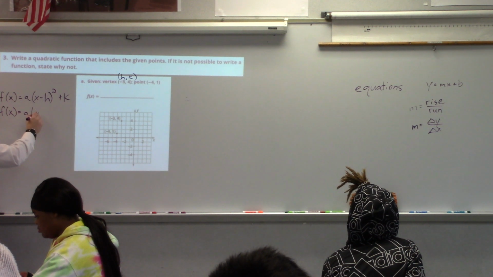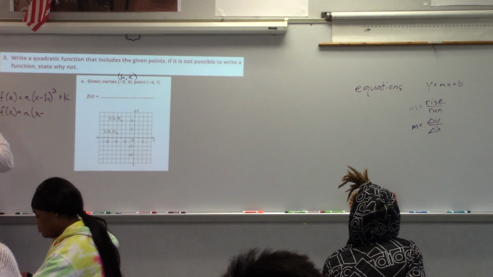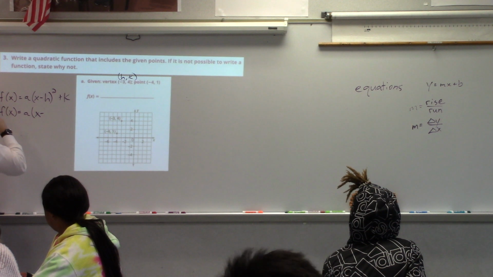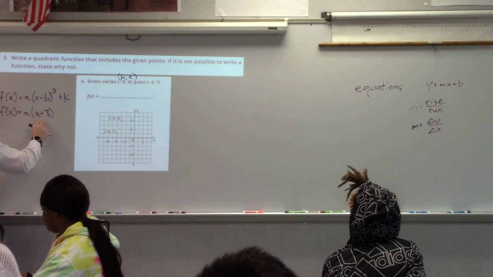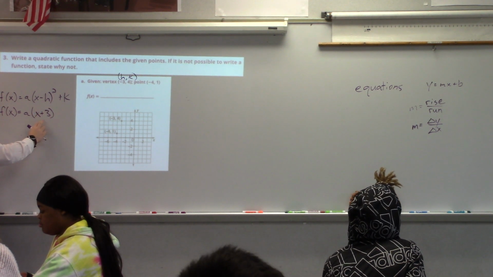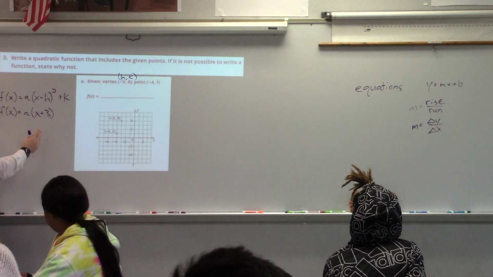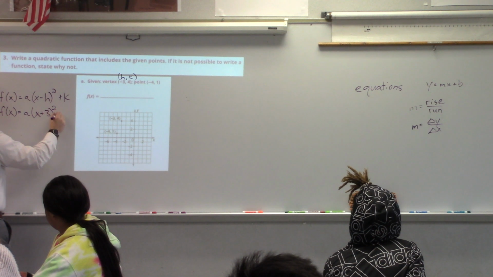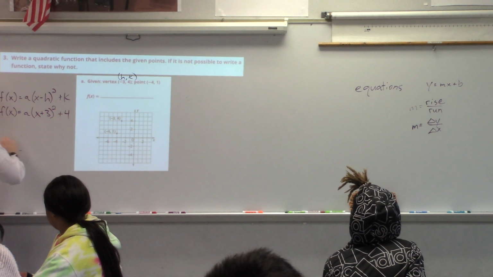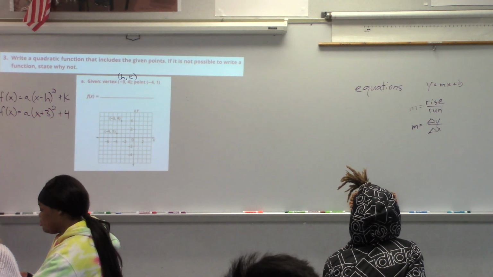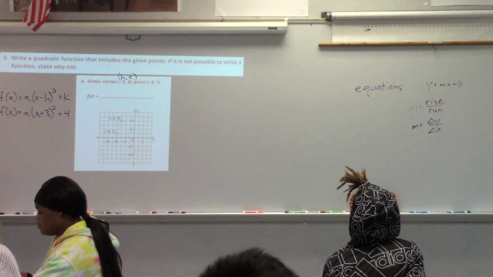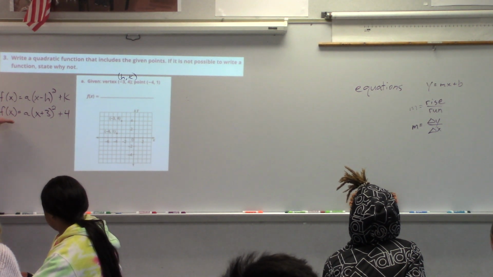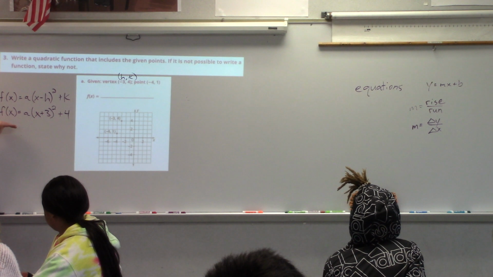X minus what? -3. So let's replug. Remember, everything with the H is the opposite, right? The X plus 3 is what tells me it was originally -3. Plus 4. Again, I haven't substituted in X or Y yet. I've just written the equation with H and K. Notice, I'm actually almost done with this equation.